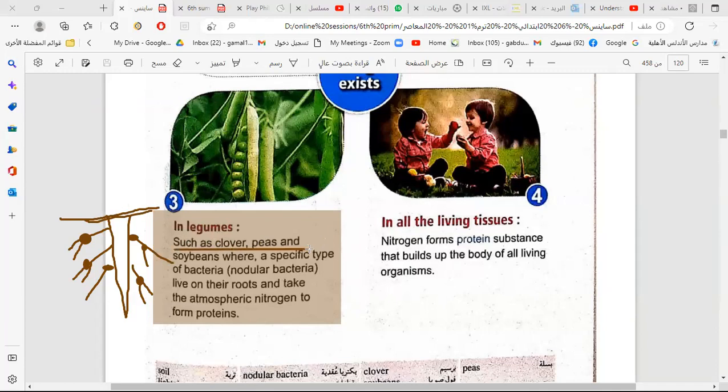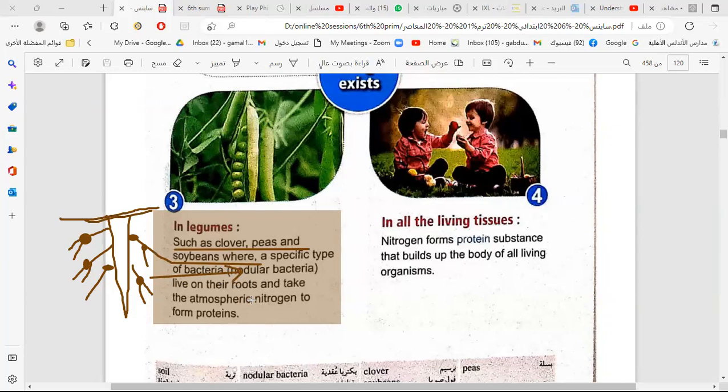The nodular bacteria are in the legumes, such as clover, peas, and soya beans. These are the legumes. Clover, peas, and soya beans are the plants which have nodular bacteria in their roots. They can absorb the nitrogen by the help of nodular bacteria, so they can make protein. So these plants have a large amount of protein, by the help of nodular bacteria.